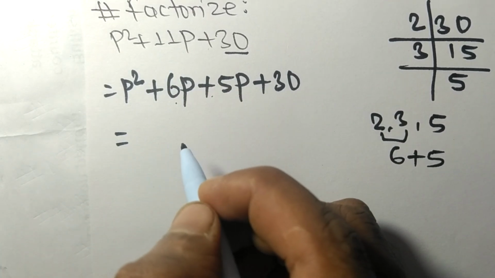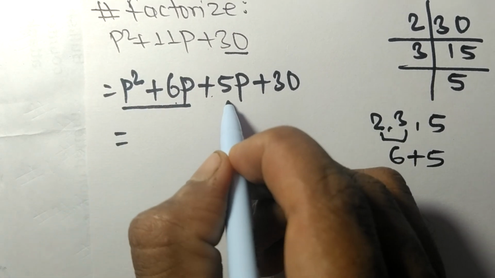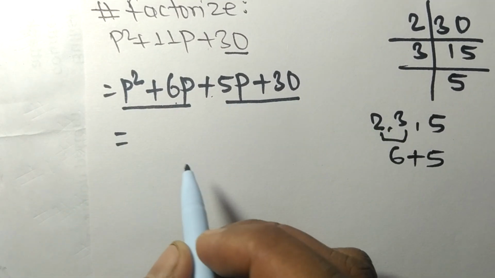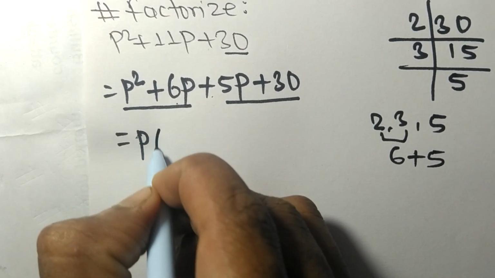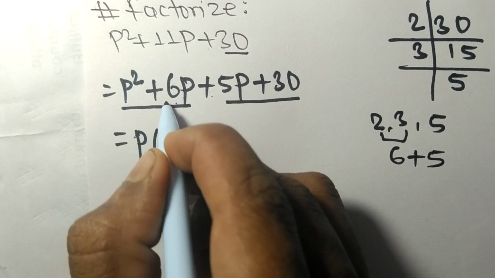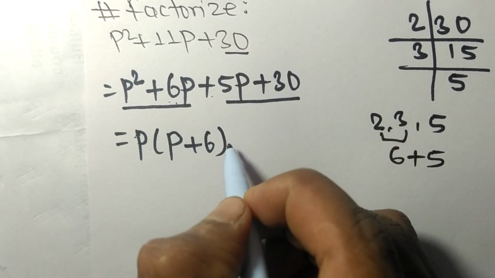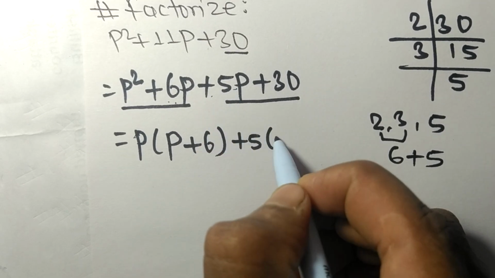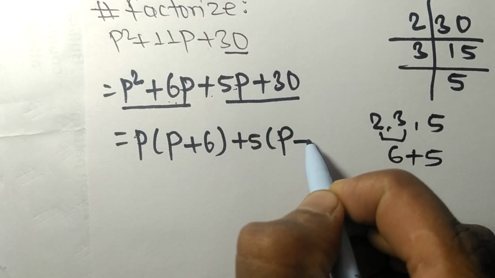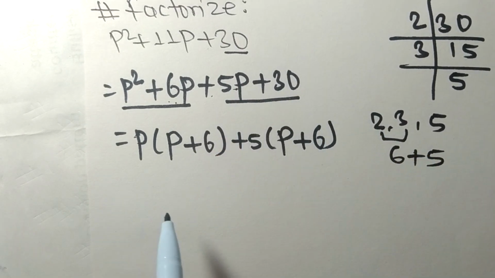So now we find out the commons in the first two terms and the last two terms. In the first two the common is p, so remaining is p plus 6. Here the common is plus 5. So 5 taken out means p is remaining, plus 5 taken out means 5 times 6 is 30.